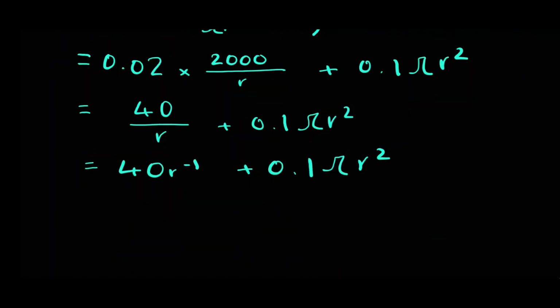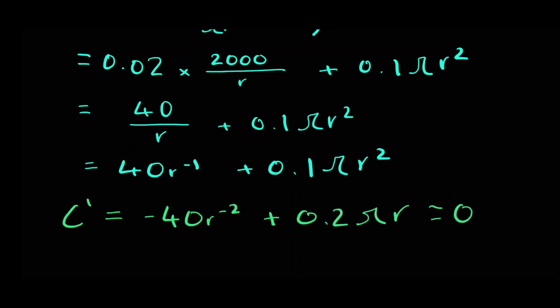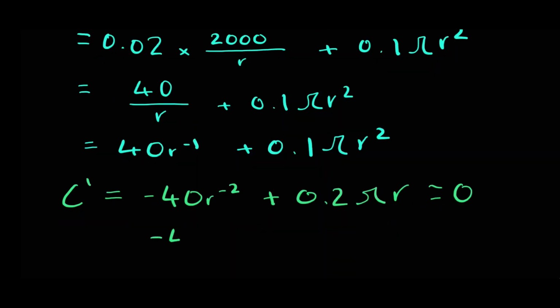And now to minimize the cost, we can differentiate it. So differentiating cost, we get negative 40 r to the power of negative 2 plus 0.2 pi r. And then I'm just going to set that to equal 0. And now to make it easier to solve, I'm going to turn it into negative 40 over r squared plus 0.2 pi r and set it to equal 0.